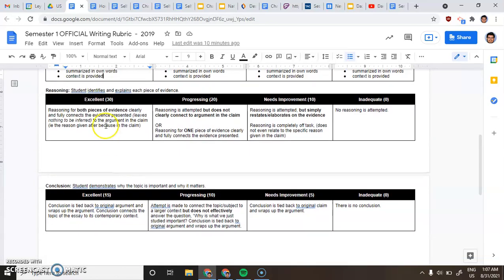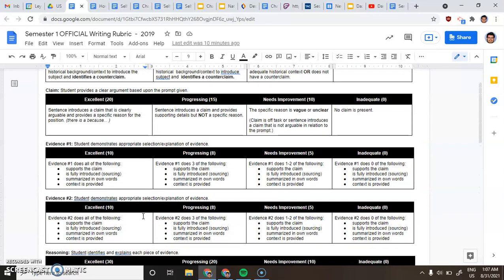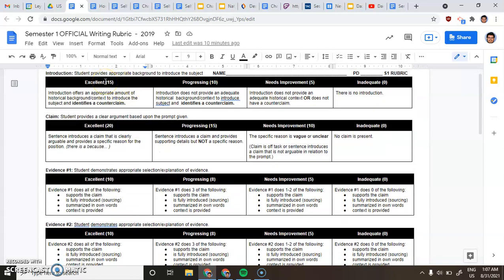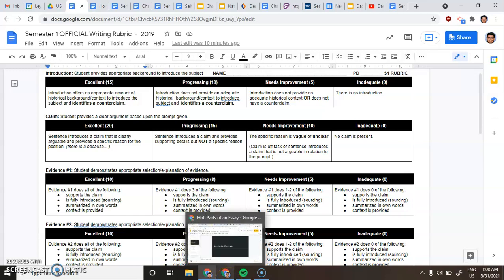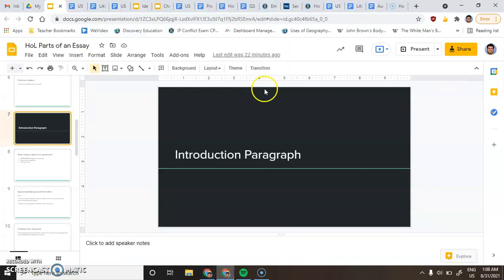I'm going to actually hold off on talking about reasoning and conclusion because we haven't yet talked about that. So I don't want to throw too much at you guys at one time. Okay? But for today's assignment, you're going to be graded on introduction, claim, and evidence. All right? So we haven't talked about one of these, which is introduction. All right, and I'm gonna do that right now. So pay close attention. If you want to jot down some notes, that's fine. I highly recommend that you do so. But this is a YouTube video, so you can come back and watch it. Okay, but let's talk a little bit about an introduction because we're gonna do that today for our assignment.